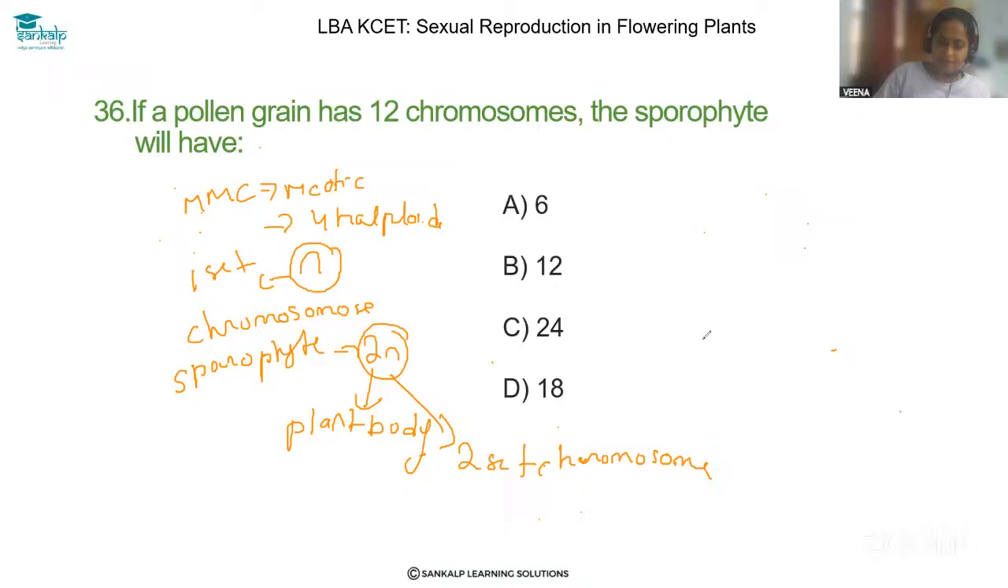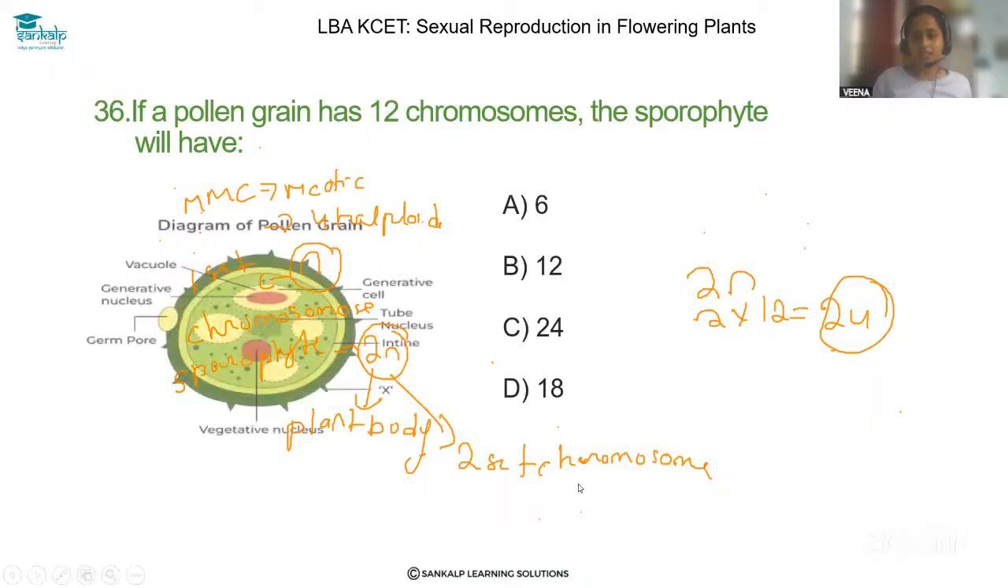So if you calculate this, 2n means 2 into 12, that means 24. So the final answer is here. The sporophyte will have, answer C, 24 chromosomes. Thank you.